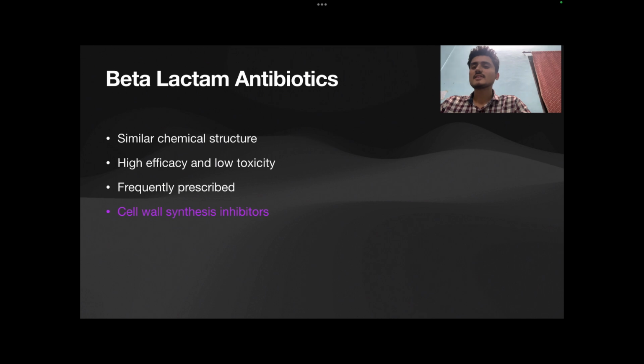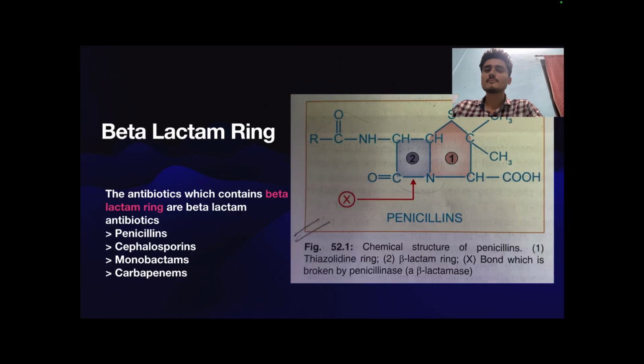Beta-lactam antibiotics contain a beta-lactam ring, so they show similar chemical structure. They have high efficacy and low toxicity. They are frequently prescribed drugs. They work by inhibition of cell wall synthesis.